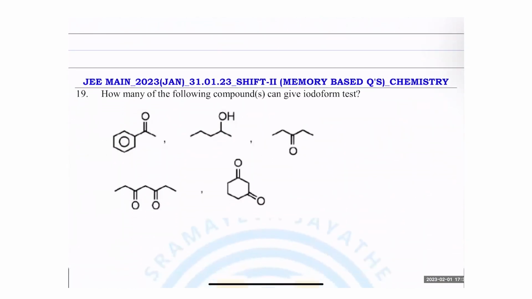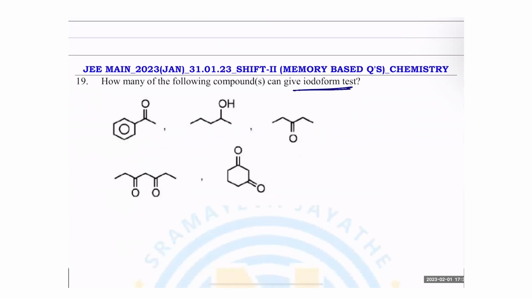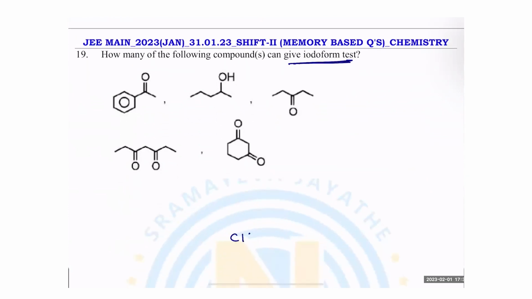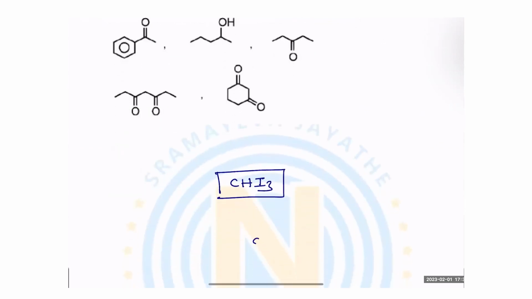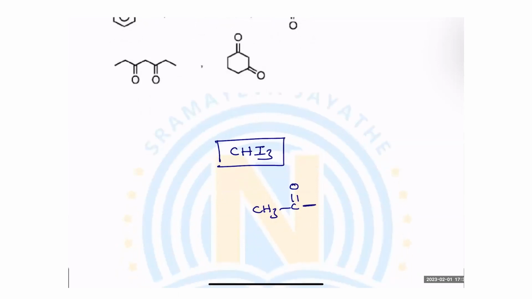Next one: how many of the following compounds can give the iodoform test? Iodoform is CHI3. The iodoform test is given by aldehydes and ketones having a methyl carbonyl group. So this is the requirement: it must be a carbonyl group, and it may be an aldehyde or ketone.